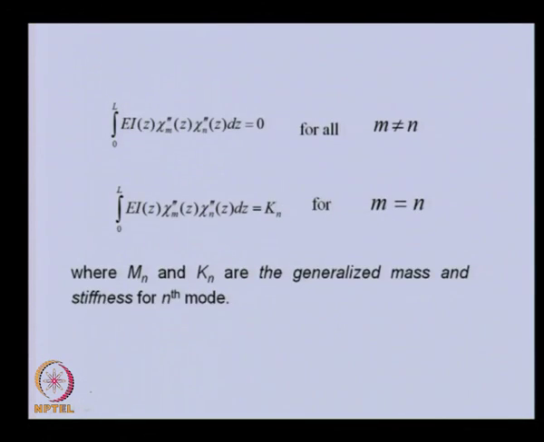Similarly, for the orthogonality condition when we have the double derivative of the eigenfunction, when the subscripts m and n are different, this will be 0, but if they are the same, then it is some other constant, that is kn. We define these mn and kn as the generalized mass and generalized stiffness for the nth mode. This is along the same lines as we described earlier for modal eccentricity. So, here modal mass and modal stiffness have been defined. In vibration, these are called generalized mass and generalized stiffness for one particular mode.